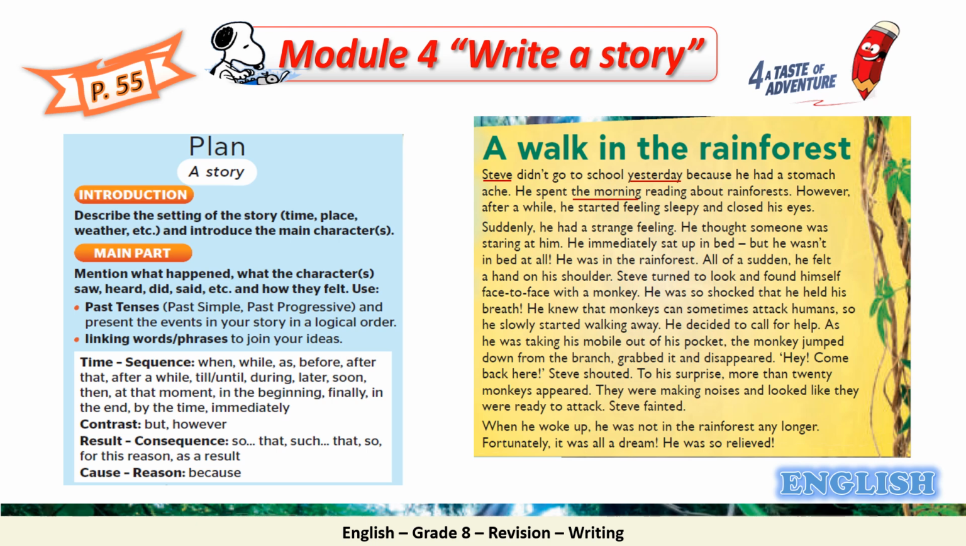Now let's move on to the main part. In the main part, mention what happened and what the characters saw, heard, etc. in a logical order, of course. Also, you have to mention how the character or characters felt. In this story, the writer describes Steve's feelings in the beginning of the story, in the middle of the story, and at the end of the story. Keep in mind, dear students, to use the appropriate tenses. Since you are writing a story, past tenses are the most appropriate ones. Join your ideas using linking words or phrases.